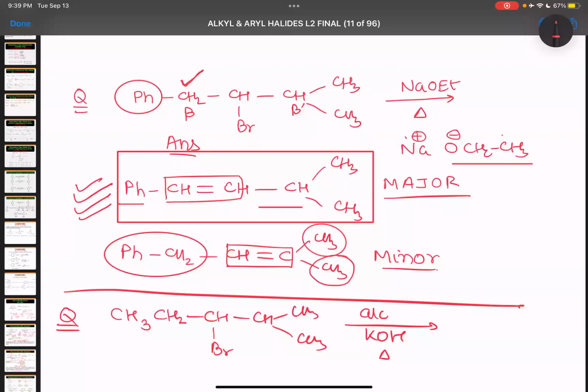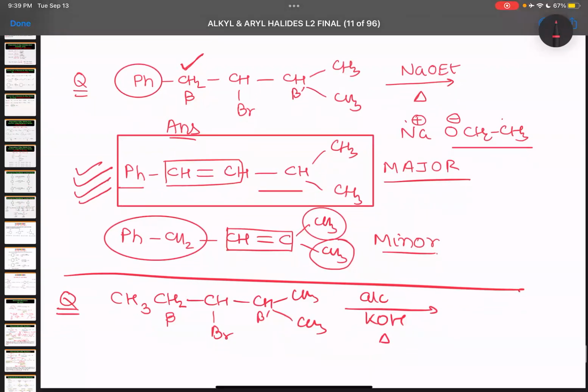From where will you remove the hydrogen, beta or beta dash? So we will remove it from beta dash. Why are you not removing it from beta? Because beta dash will be more substituted. These are normal alkyl groups, so I will prefer to make the more substituted alkene.